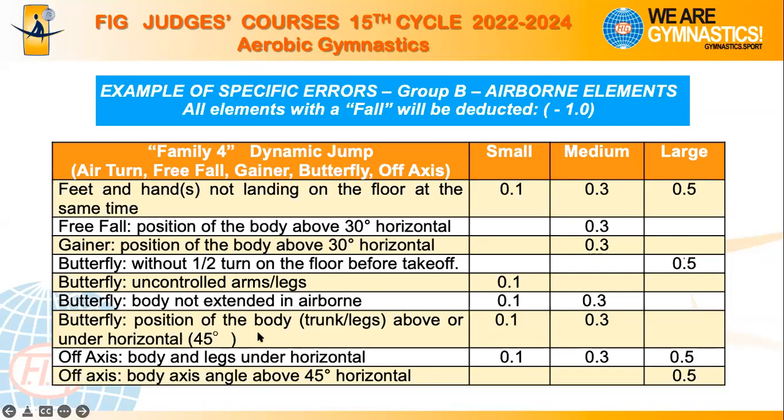Butterfly position of the body means trunk and legs above or under horizontal for 45 degrees, it's 0, 1 or 3. And for off axis, body and legs under horizontal, 1, 3, or 5. Body axis angle above 45 degrees horizontal is wrong technique, 0.5. You can check off axis detail in the newsletter 8 on the FIG website. Oh no, newsletter 7, I think it was newsletter 7. Please check the newsletters because it's been informed.